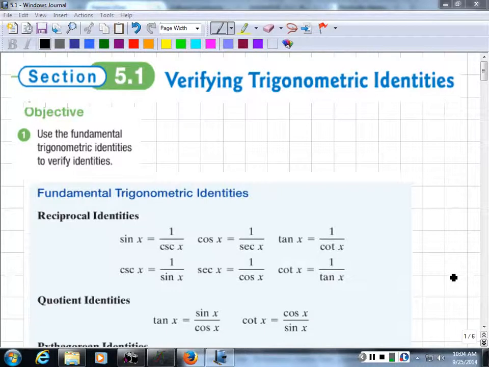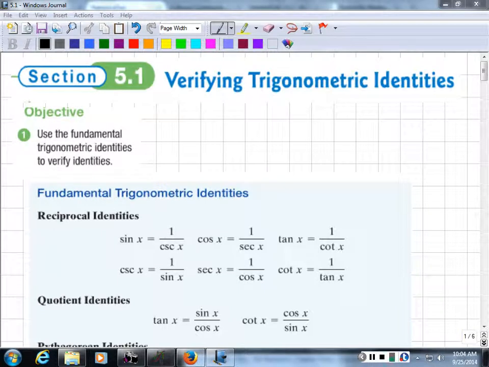Section 5.1 talks about verifying trigonometric identities. Chapter 5 is all about identities, and I will tell you right now, it is one of the most confusing and boring chapters. It's boring because you do this stuff over and over again. It's confusing because there's literally 50 different identities that you guys need to remember.